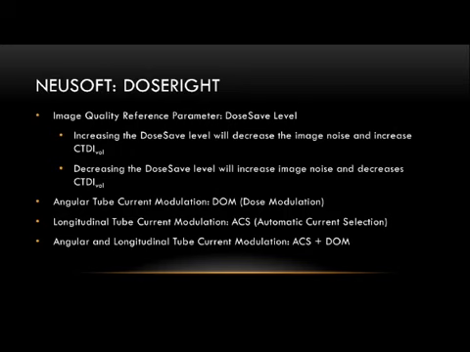Newsoft, their tube current modulation program is called DoseRight, and their image quality reference parameter is known as the dose save level. If you increase the dose save level, it will decrease the image noise and increase CTDIvol. Decreasing it will decrease the CTDIvol. Their angular tube current modulation is known as DOM, or dose modulation. Longitudinal tube current modulation is ACS, or automatic current selection, and you just combine the two acronyms together to know what it's called for the combination of them.